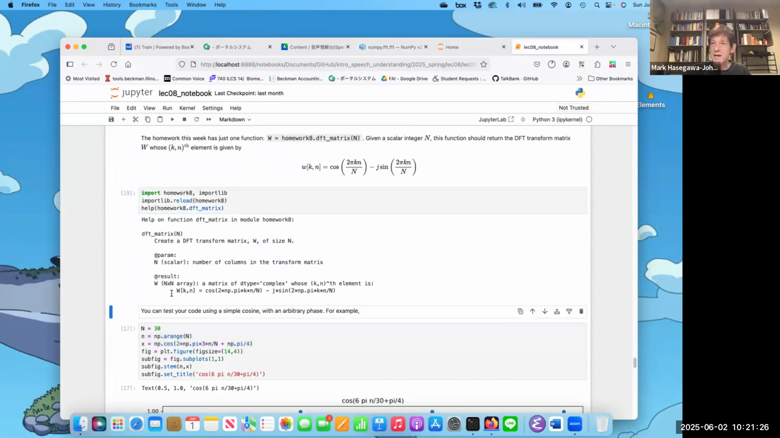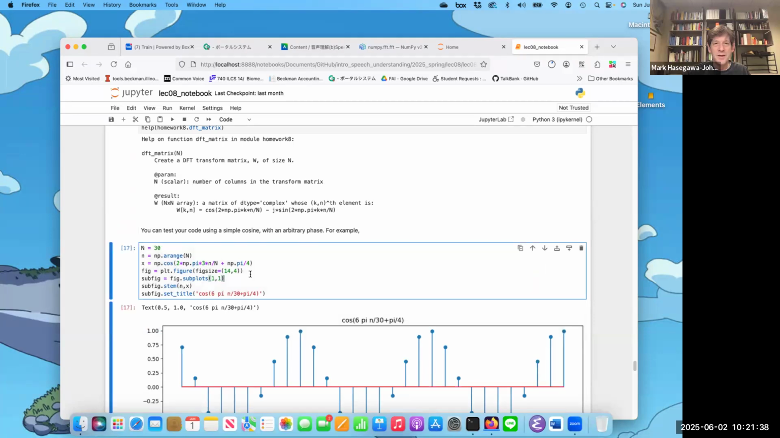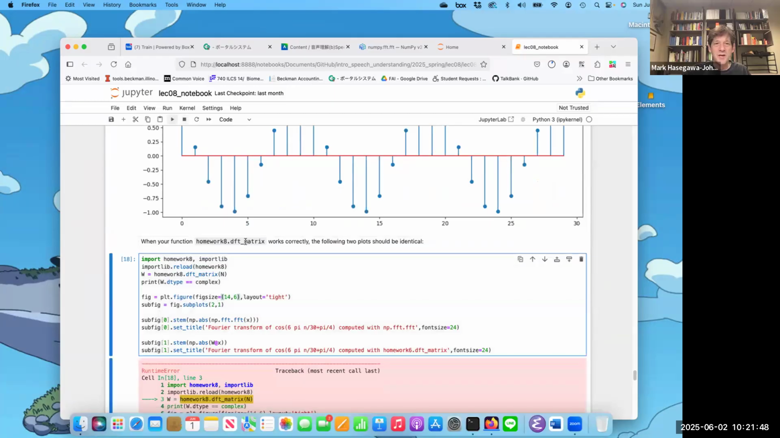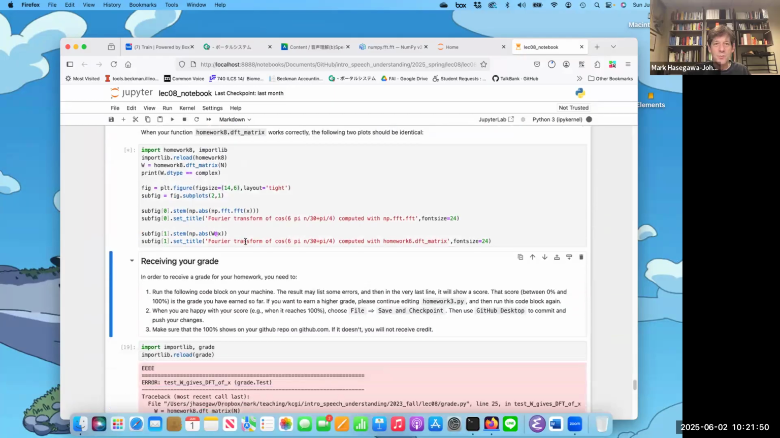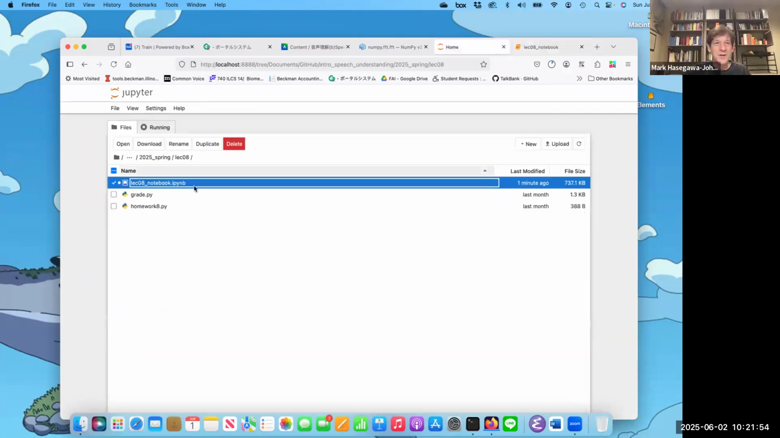So W will be an n by n array of type complex, whose kn-th element is just the cosine of 2 pi kn over capital N minus j times the sine of 2 pi kn over capital N. So if we create a cosine with some arbitrary phase, say the phase of pi over 4, and then we multiply it times our W matrix, well, right now we'll get nothing because our W matrix has not yet been written. So let me go ahead and write that.